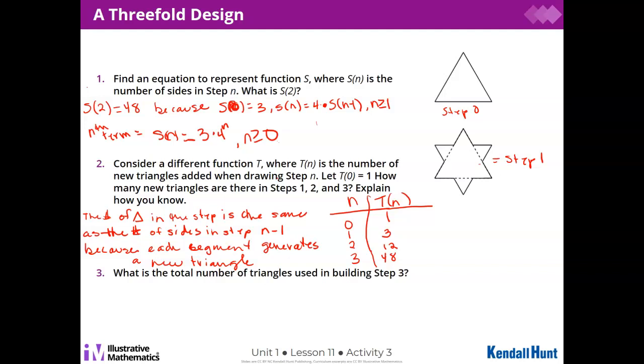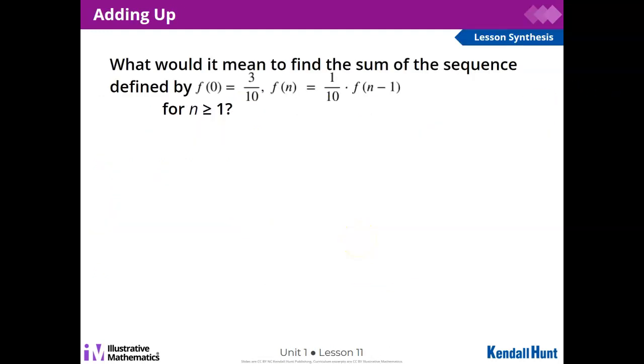Okay, now what I would like you to do is answer what is the total number of triangles used in building step 3. So go ahead and hit pause so that you can answer that question. Okay, so hopefully you saw that in question 2, we had already solved for 3, and it was right here. Let's see if I can get my little pointer. Right there.